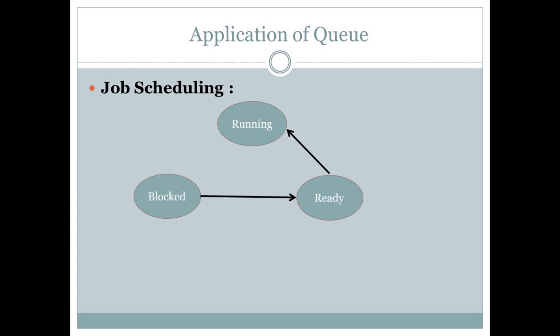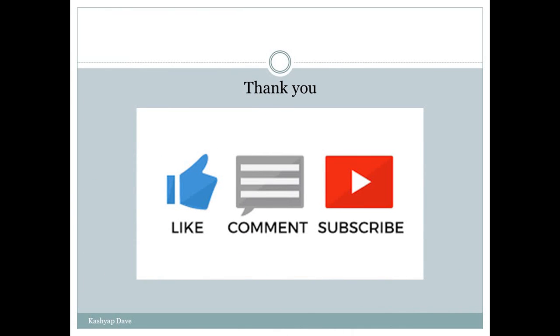Okay, now the application of queue. So this is a job scheduling algorithm. That is the application of queue. You can go from block to ready and again running, and also you can go from running to block and ready. So that is the application that you will learn in next semesters. Okay, so this is it for queue.